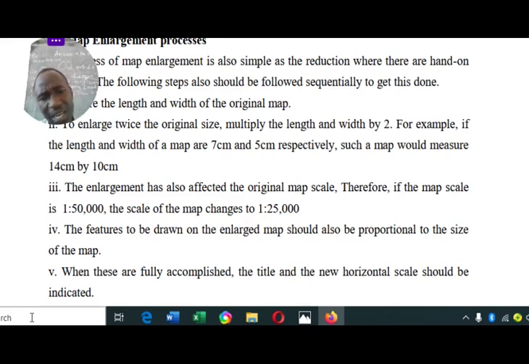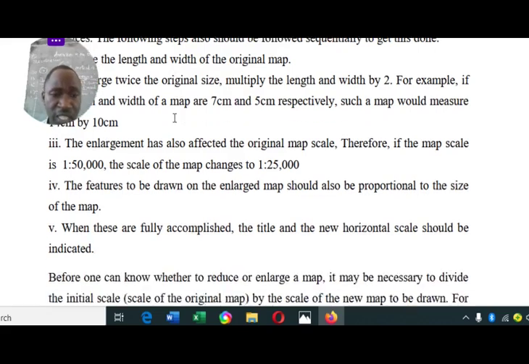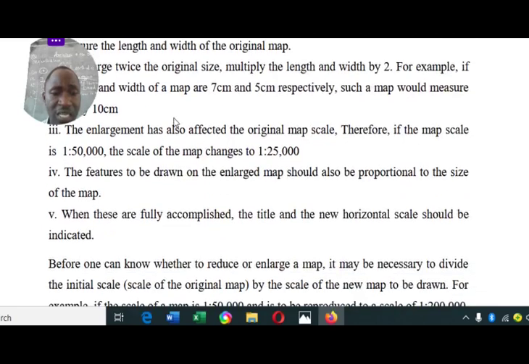The features to be drawn will be of an appropriate size, proportional to the size of the map. In other words, we increase the features to give an appropriate diagram, or to give the right information depending on the diagram we intended to draw. When this is fully accomplished, the title should be attached, and we also have to include the horizontal scale as we have obtained.